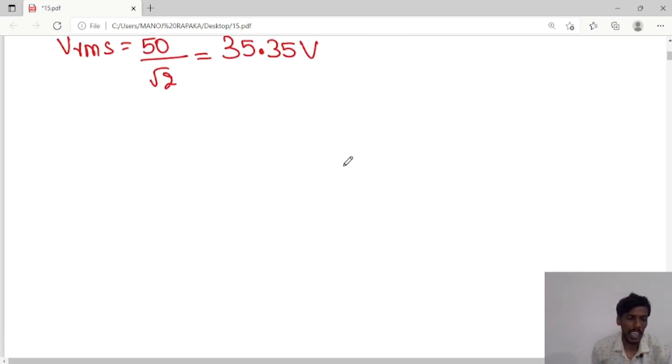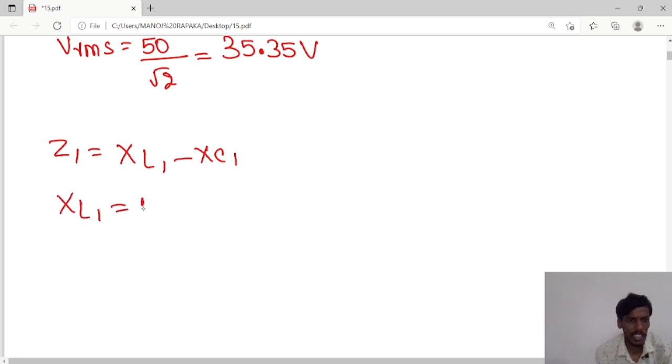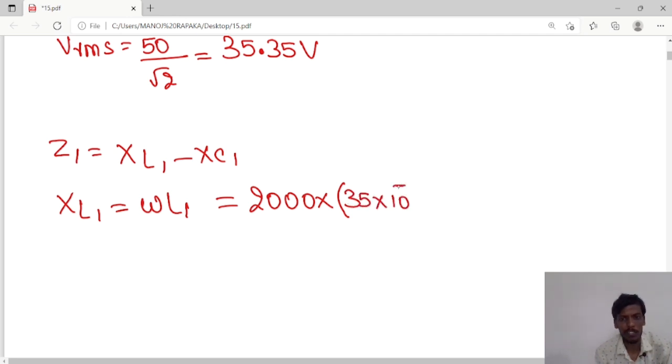First we will write Z1. Z1 equal to XL minus XC1. We have to calculate XL and XC1. First we calculate XL1, which equals omega L1. Omega he has given as 2000, and L1 is 35 millihenry. 35 into milli means 35 into 10 power minus 3. So the value will be 70 ohms.